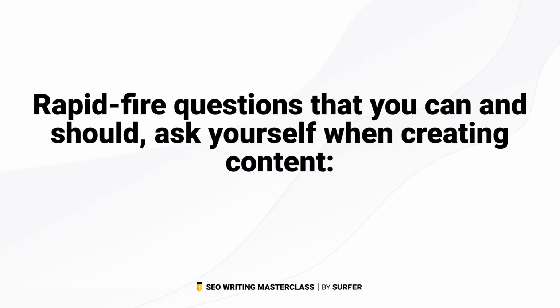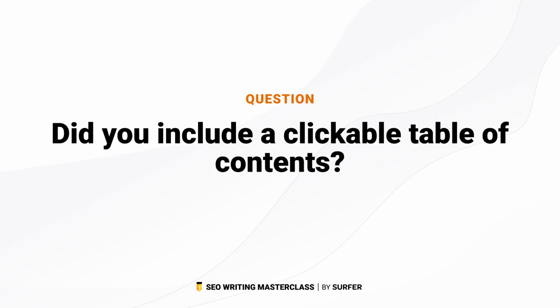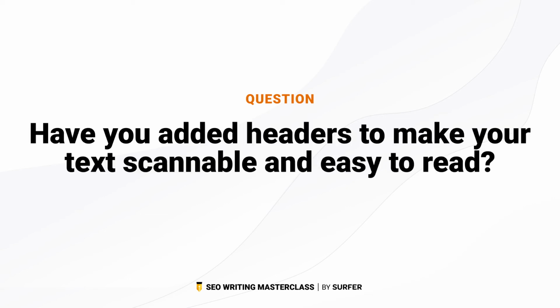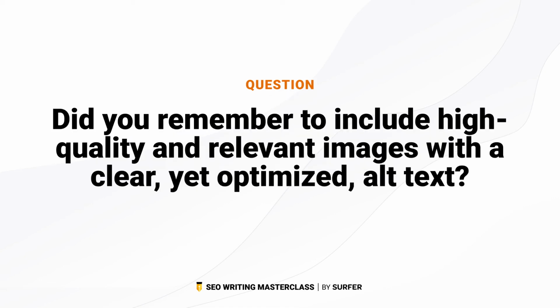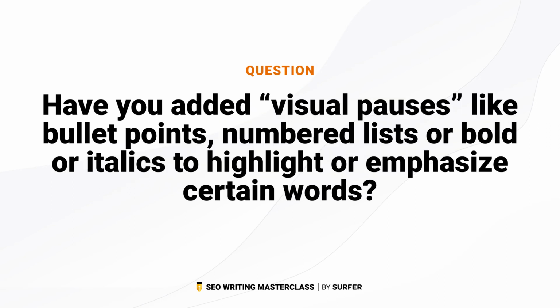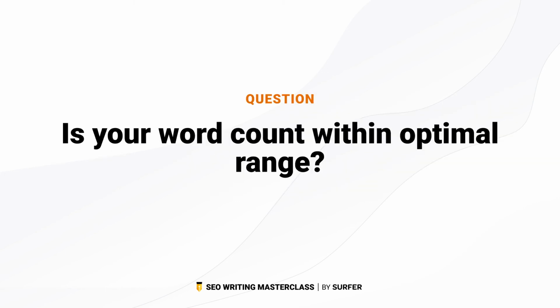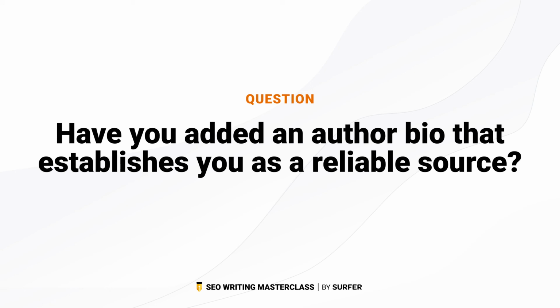I'd like to end this lesson with a few rapid fire questions that you can and should ask yourself when creating content. Ready? Steady? Let's go. Did you include a clickable table of contents? Have you added headers to make your text scannable, skimmable, and easy to read? Did you remember to include high quality and relevant images with a clear yet optimized alt text? Have you added visual pauses like bullet points, numbered lists, or bold and italics to highlight or emphasize certain words? Is your word count within optimal range? Have you added an author bio that establishes you as a reliable source?